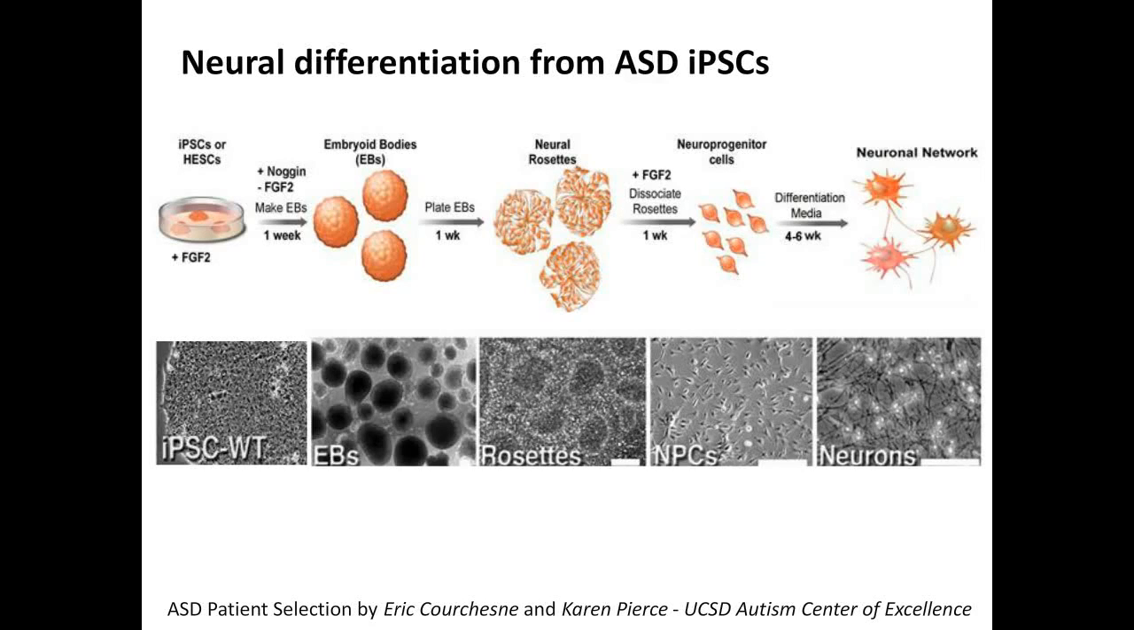So we use a specific system in the lab to differentiate neural cells from patients with autism. We obtained biopsies from 8 autistic patients and 5 age- and gender-matched controls from the group of Eric Courchesne from UCSD, Autism Center of Excellence. We then reprogrammed the lines into iPS and subsequently differentiated them into neurons via a neuroprogenitor intermediate state.